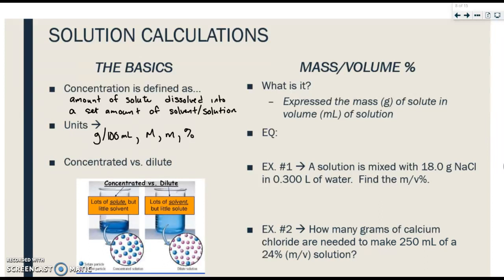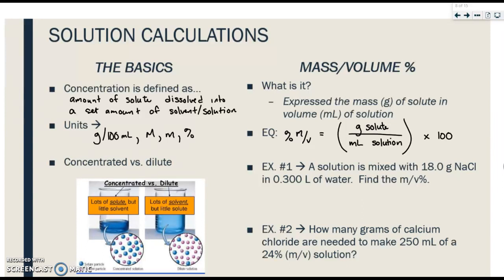The first type of calculation that we are going to do for solutions is a mass volume percent. It is expressed in the grams of a solute in volume of solution. So it's grams per milliliter, and it's a percent, so we're going to multiply this by 100. So your equation is this: percent mass volume equals our grams of solute divided by our milliliters, that's important, the unit there, of solution, and then we multiply that by 100.